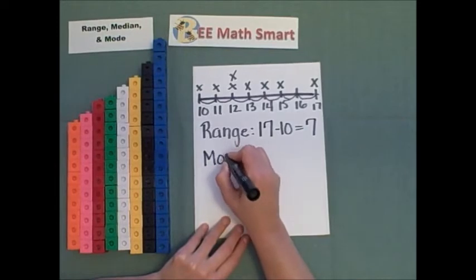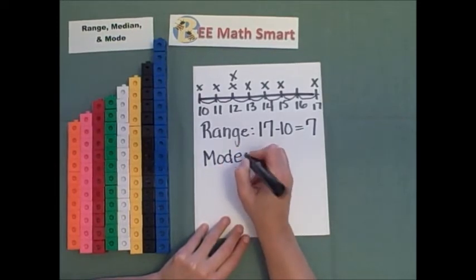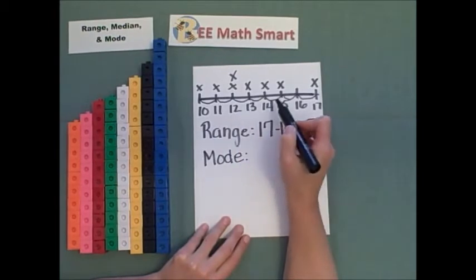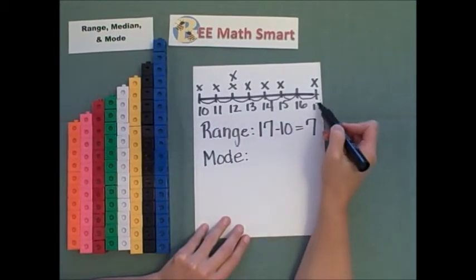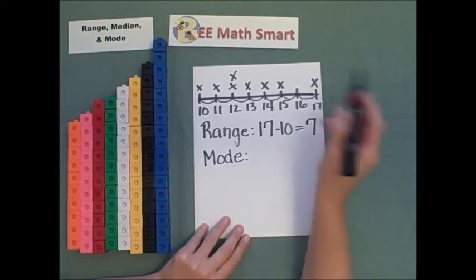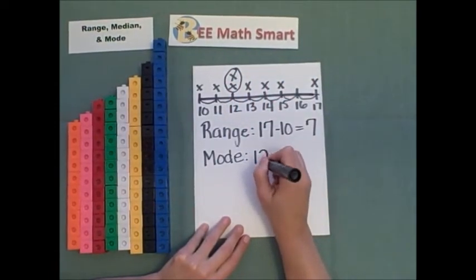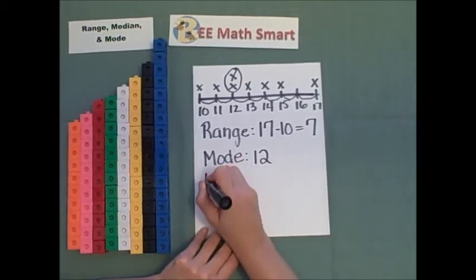Our mode, the number that occurs the most. Well, 10 only got 1, 11 got 1, 12 got 2, 13 got 1, 14 got 1, 15 got 1, 16 got none, and 17 got 1. The mode is still 12. Let's take a look at our median.